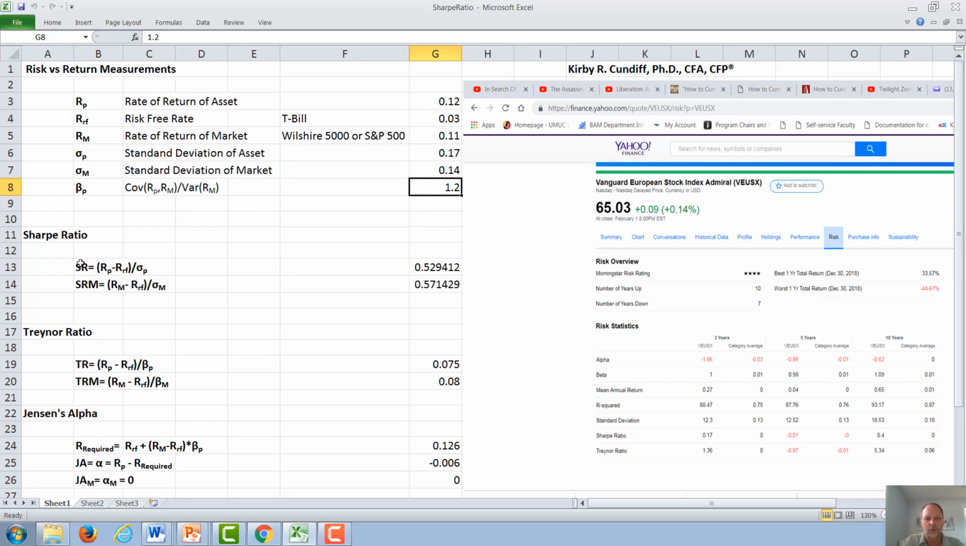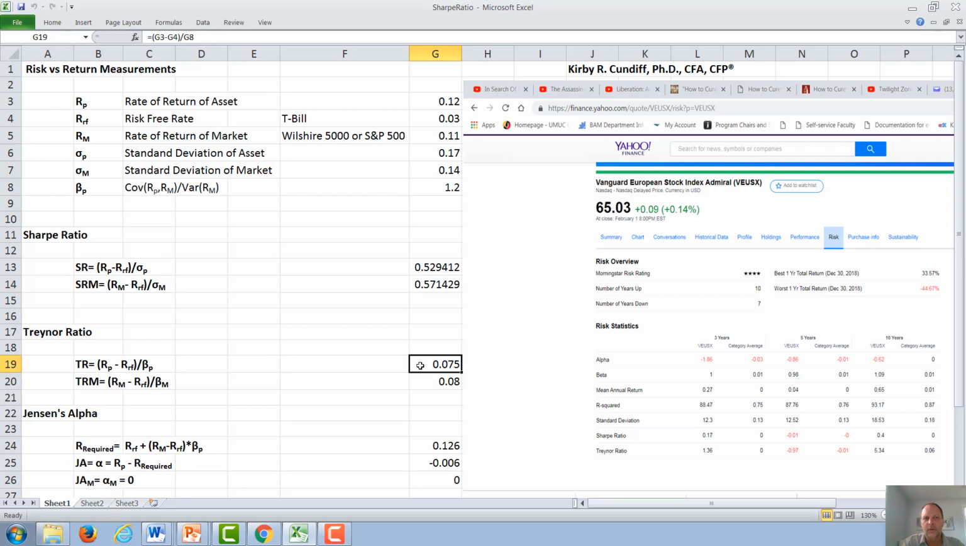If we then want to calculate a Sharpe ratio for this example asset, we take RP minus R risk-free, which is G3 minus G4, 12 minus 3, divided by sigma P, which is G6 of 17, and get 0.53. We do the same thing for the market. The rate of return of the market is 11, the risk-free rate is 3, the standard deviation of the market is 14. So note the market has a higher Sharpe ratio than our investment, so we would be better off just investing in the market and not our investment.